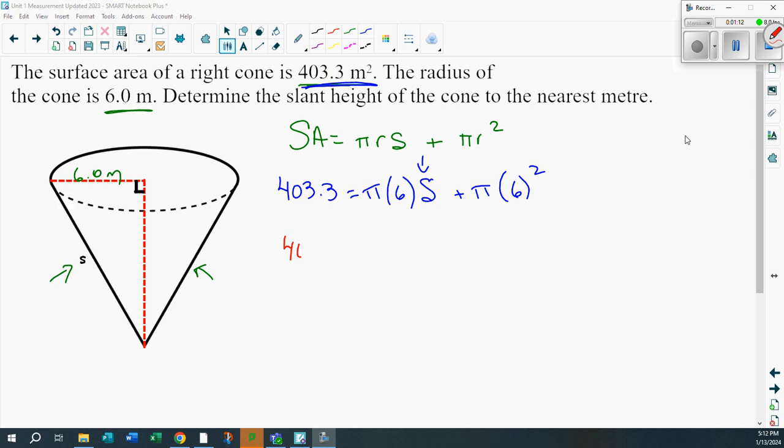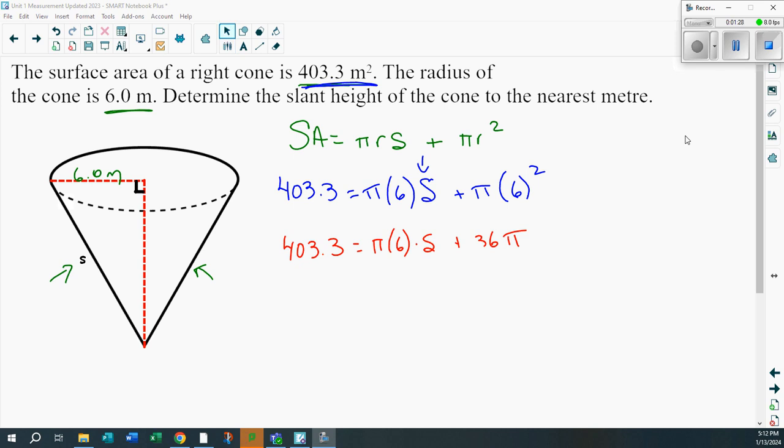You can go, okay, this is 403.3. I know that this is pi times 6 times s, and I know that this is 6 squared, which is going to be 36 pi's, right? You see how it works? Now, watch what we can do with this. Oh, this will be fun.